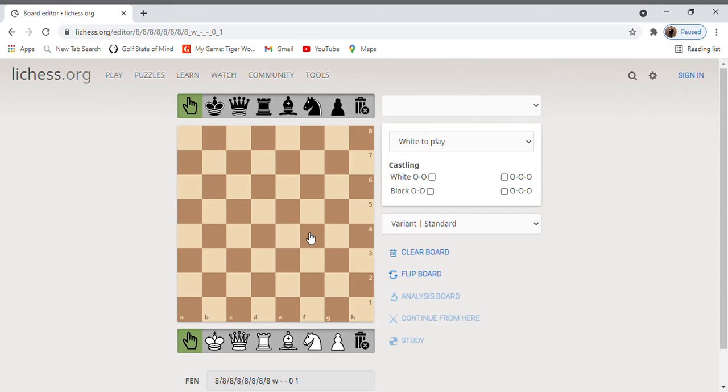So today we will be doing chess notation. This is probably going to be a very short lesson. Chess notation I think is very simple, and that's my opinion. It might be complicated for you guys.